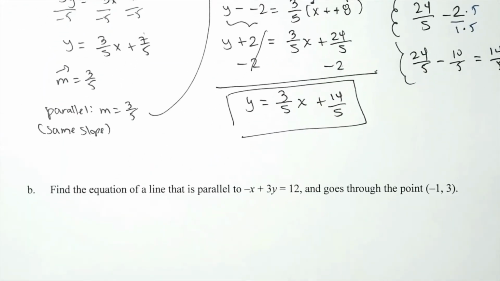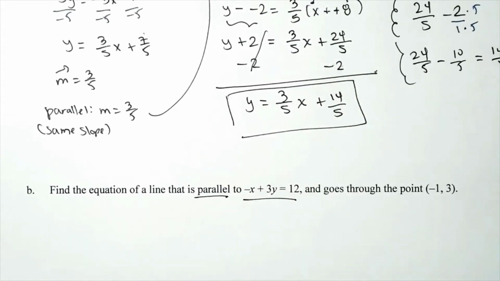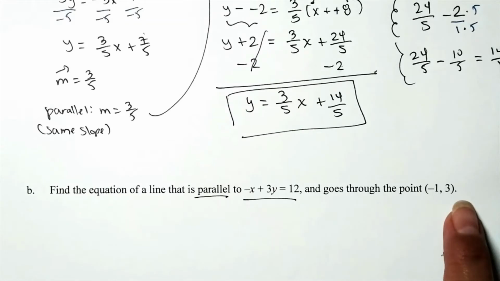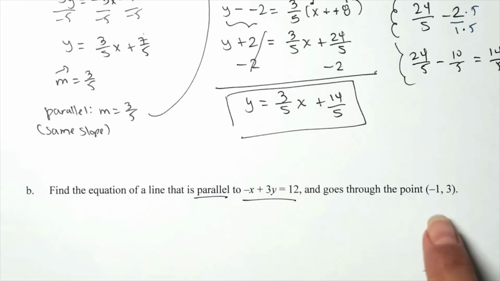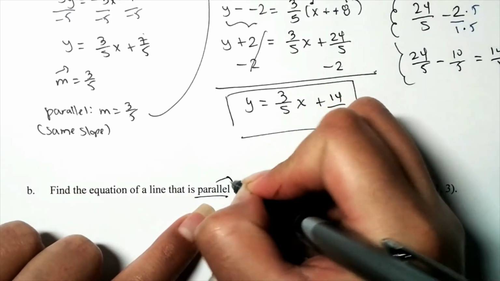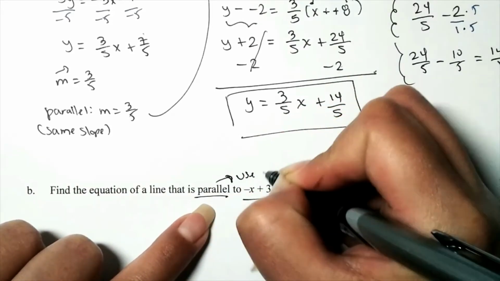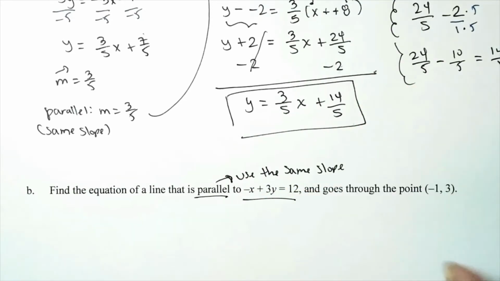Problem B. Find the equation of a line that is parallel to this bad boy and goes through (-1, 3). Okay, to find the equation of a line, you know the drill. You need a point and a slope. We have the point, we don't have a slope, but we have clues. Our line should be parallel, so we're going to use the same slope.